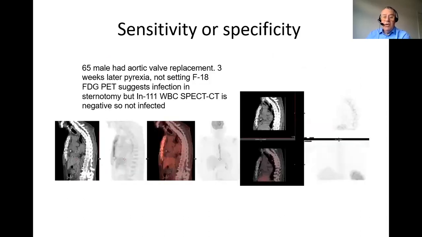The other advantages, we have sensitivity versus specificity. So FDG PET can be very sensitive. So in this patient, who had an aortic valve replacement, 3 weeks later, they had a pyrexia, which wasn't settling, so they did an FDG PET study. And this showed intense uptake along the operation line here in the sternum. But they wanted to know whether or not this was actually infected or just post-operative inflammation.